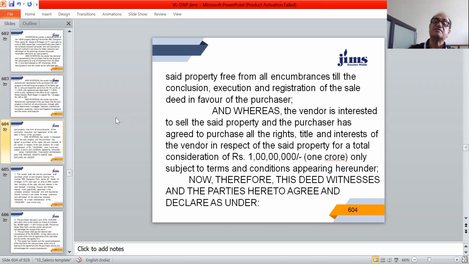And whereas another history is, and whereas the vendor is interested to sell the said property, and the purchaser has agreed to purchase all the rights, title, and interest of the vendor in respect of the said property for a total consideration of ₹1 crore, subject to terms and conditions appearing hereunder. So this is the summary of what was agreed orally between the parties. You have created a memorandum in the shape of agreement to sell. This is the history. Now starts the operational part of the deed. Now, therefore, this deed witnesses and parties hereto agree and declare as under.